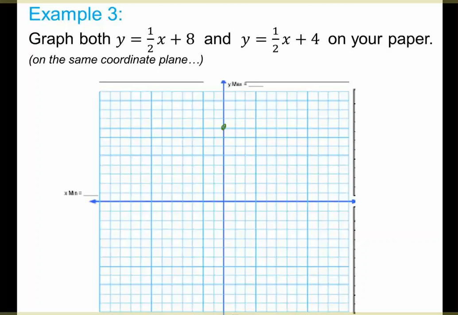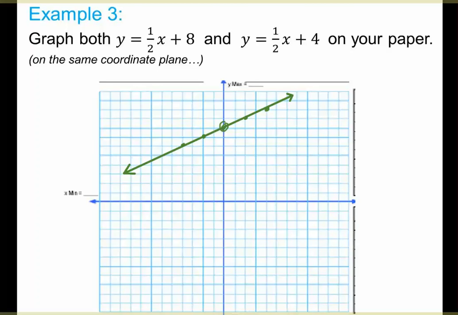So I'm basically going to go up 1 over 2. Up 1 over 2. I can bring it back the other way if I want. Down 1, left 2. With a y-intercept right here. And then when I connect those, you know, I get something like this. So that's going to be my top line.